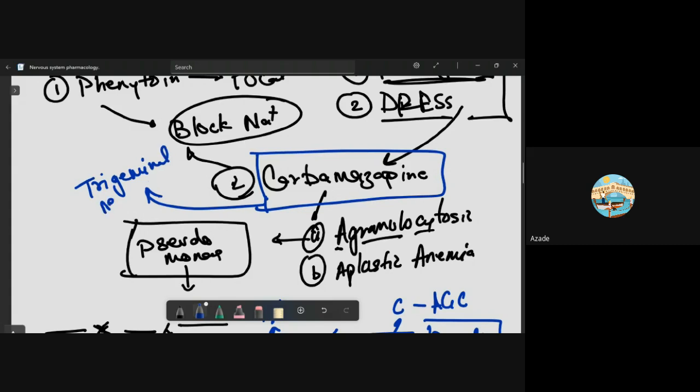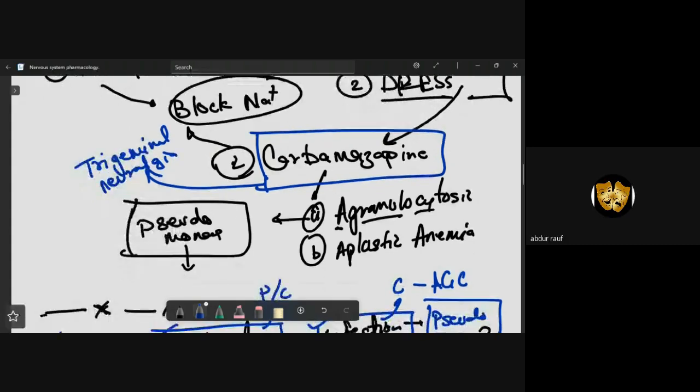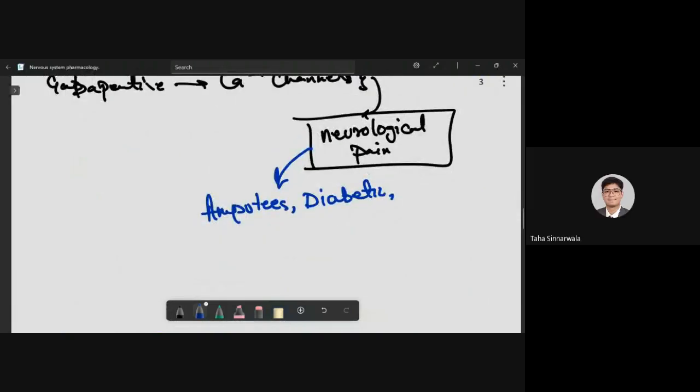Post-herpetic neuralgia. So a lot of things, but majorly remember amputees can have neuralgia, and this is because of phantom limb sensation. And the other would be diabetics. Diabetics can develop long-term neuropathic pain.